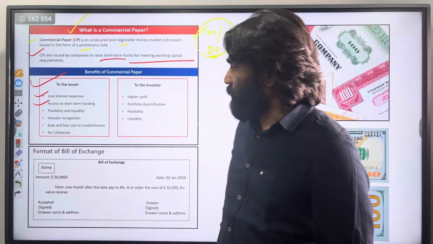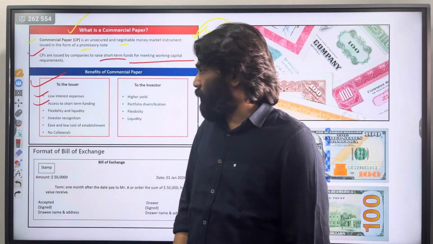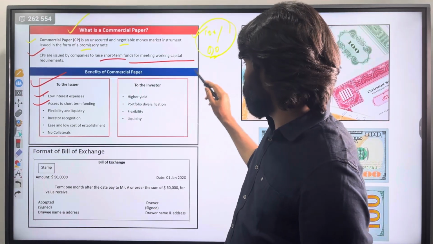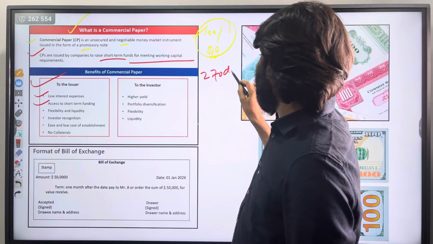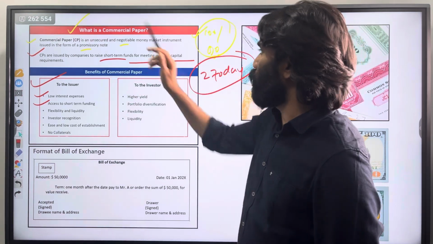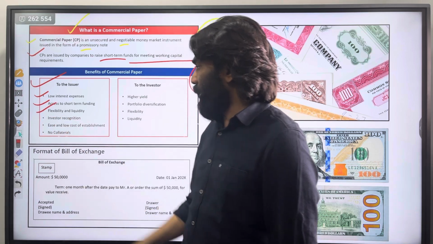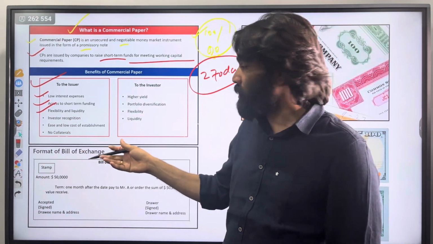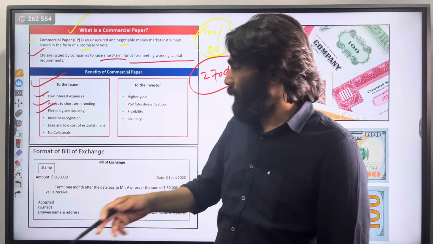Again, this one is a very good access to short-term funding. Commercial papers give you access to short-term funding because the maximum duration would be 270 days that you can raise capital through your commercial papers. In terms of flexibility and liquidity, it's a highly liquid financial instrument, and that's why it is part of your money market as well.